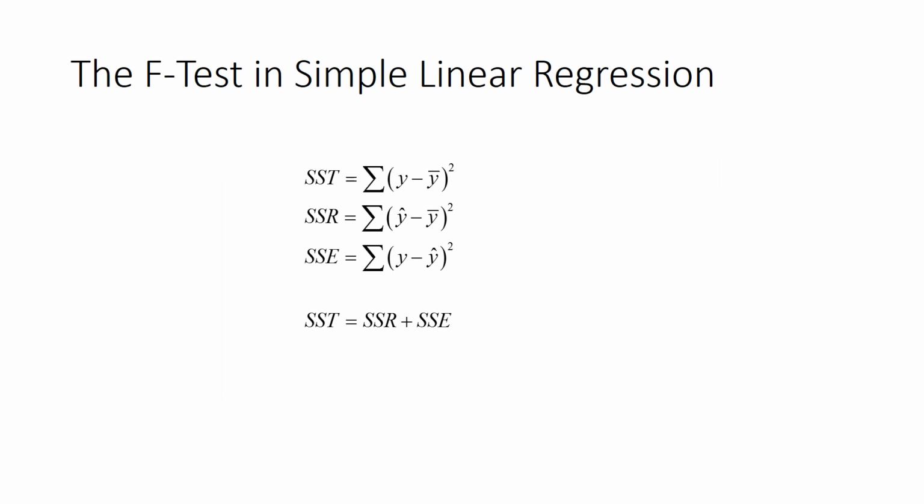The sums of squares for calculating F come from the regression output. SST is the total sum of squares in the data. SSR is the sum of squares that is explained by the regression model, and SSE is the sum of squares that is unexplained by the regression model. SSR plus SSE equals SST.